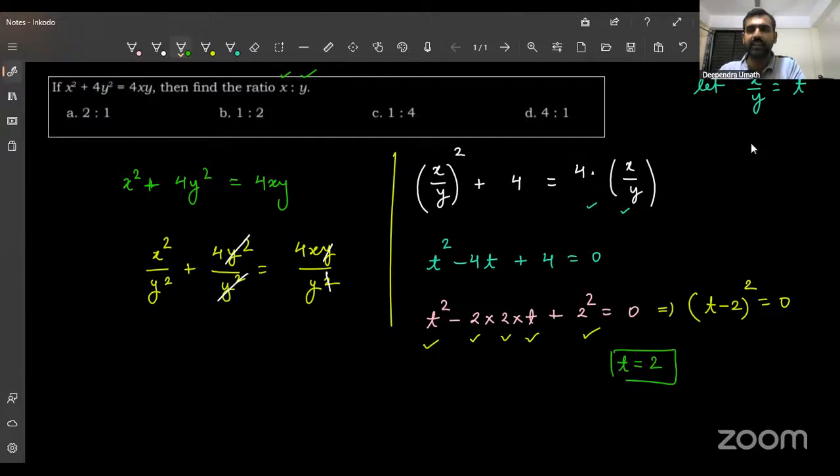By the way, t is not 2, it is x upon y, which is going to be 2. That's exactly what we were asked. We were asked x upon y, x is to y, which is 2, which means 2 is to 1. And that's the brilliant part. The answer is again going to be option A.